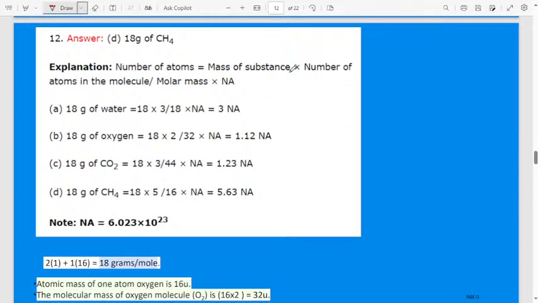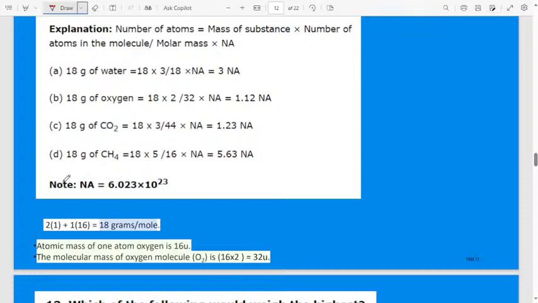Yes, 18 grams of, consider all the four options. Then you have to remember the formula. Number of atoms will be mass of substance into number of atoms in the molecule divided by molar mass and also into Avogadro number. Na means Avogadro number. Its value you know is 6.023 into 10 to the power of 23. Otherwise, here you can mention as Na, Avogadro number, you have to multiply.